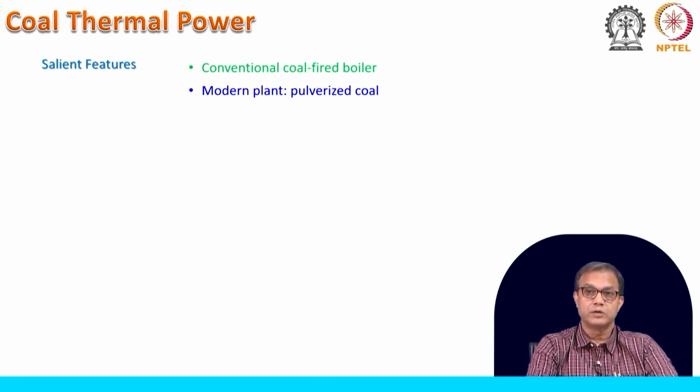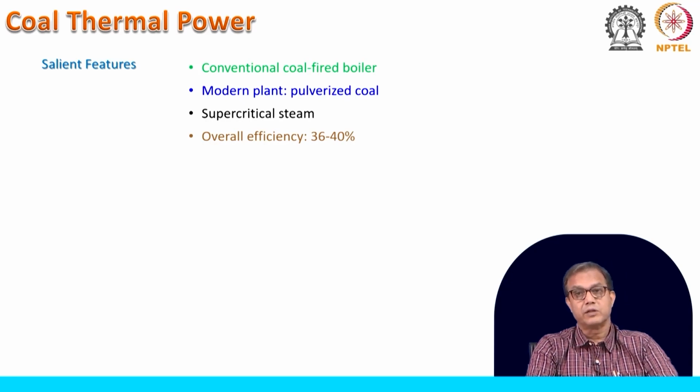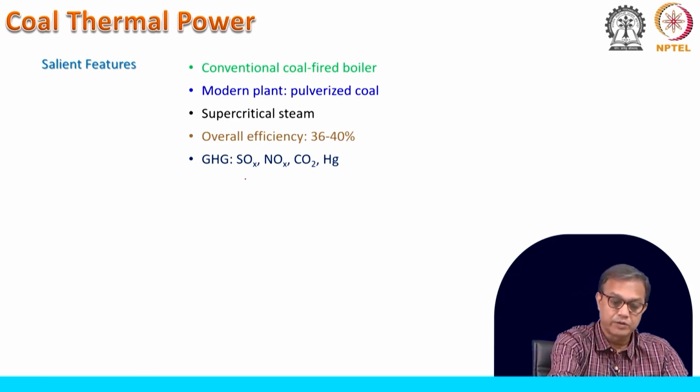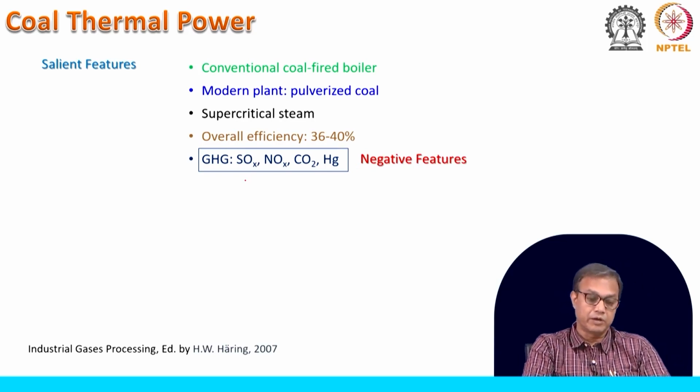It is having the pulverized coal or powder coal, and they are generating supercritical steam that is coming at supercritical pressure and temperature, and the overall efficiency is of the order of 36 to 40%. But on the other hand, it generates greenhouse gases and pollutants like SOx, NOx, CO2 and mercury. So, these are definitely a concern for us as we are more and more concerned about our environment.